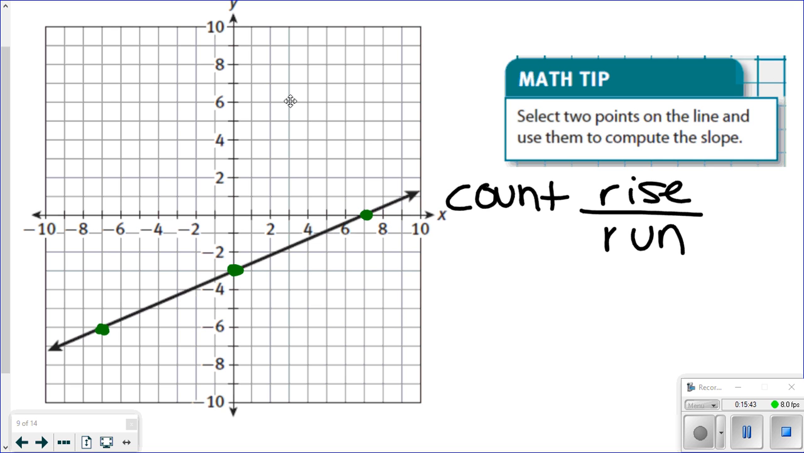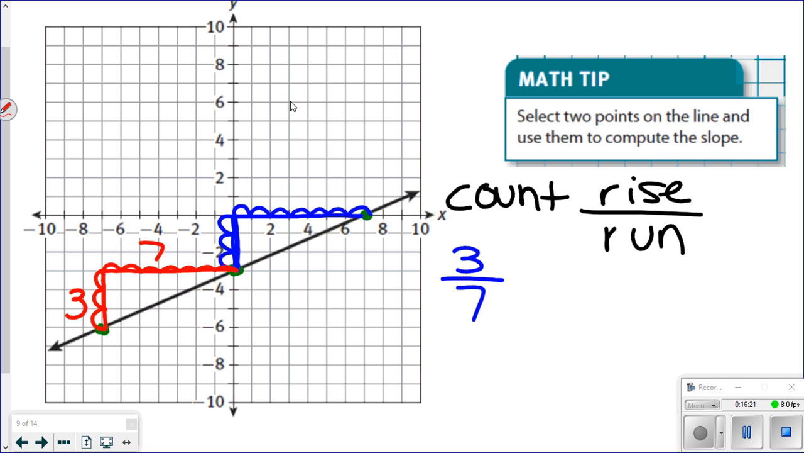If it helps you, go ahead and draw in your stair step. How many spaces did we move up? 3. So my rise is 3. My run, 1, 2, 3, 4, 7. Let me test that out for these other 2 points over here. Let's see if it's the same, because the book told me it's going to be the same. 1, 2, 3. Yep, we got the same answer.